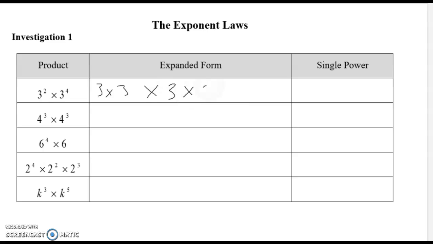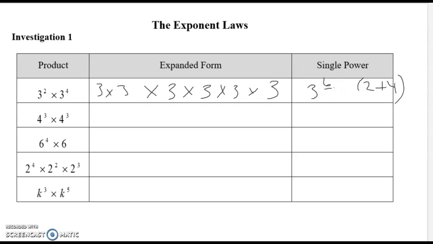So 1, 2, 3, 4. If we were to write this as a single power, we know that our base is 3. And then we have 1, 2, 3, 4, 5, 6 repetitions. So it's 3 to the power of 6. Another way to look at this is over here we had exponent 2, and if we add on the exponent 4, 2 plus 4 gives us 6.